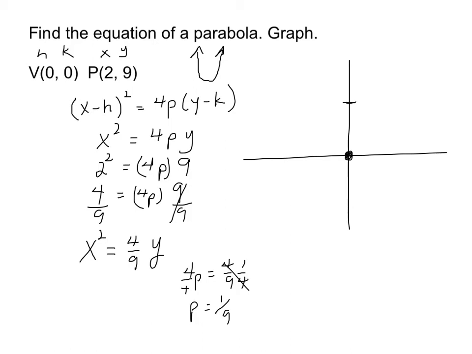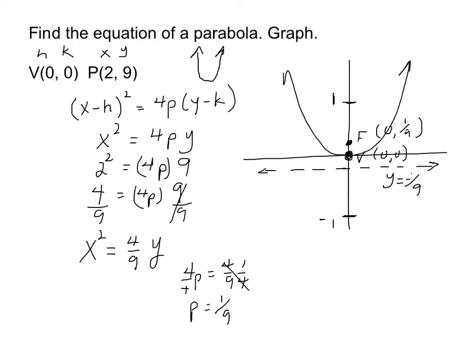And then I'm going to make 1 really high up here because p is 1/9. I'm assuming that's about here. That's the focus. This is the vertex. And guess where the directrix is? It's about 1/9 this way. So this is at y equals negative 1/9. The focus is at 0, 1/9. And the vertex is at 0, 0. Draw it in, and you're good.